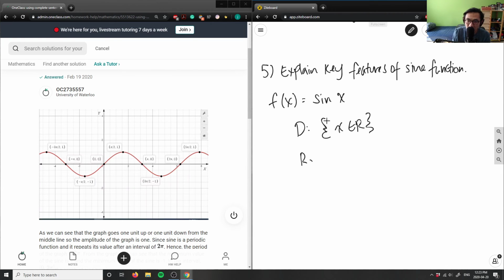And then my range, for example, as you can look at the y-axis here, it goes up to 1 and then goes down to -1 here. So y has to be between -1 and 1 here. So that's my domain and range for this function here.